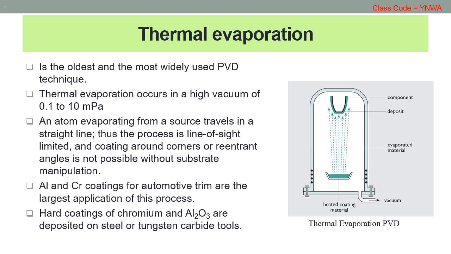As a result of its simplicity, the cost of equipment ownership is also somewhat lower. Aluminum and chromium coatings for automotive trim are the largest application of this process. Hard coatings of chromium and alumina are deposited on steel or tungsten carbide tools.